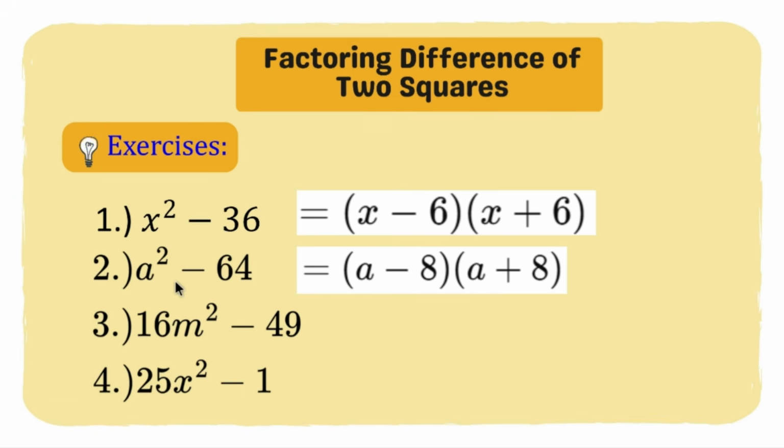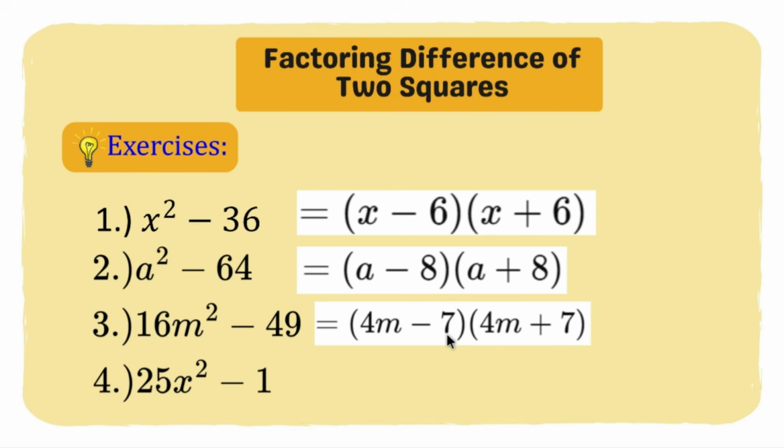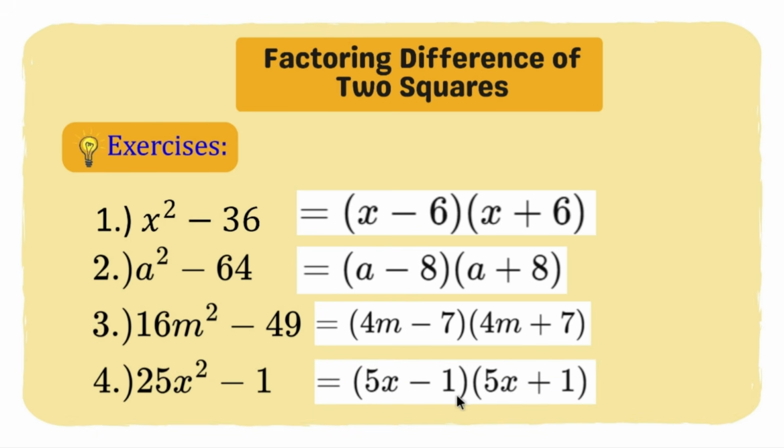Next one, we have here a minus 8 times a plus 8. Yun po ang sagot natin sa number 2. And for number 3, we have 4m minus 7 times 4m plus 7. And lastly, for number 4, it is 5x minus 1 times 5x plus 1. Okay, so I hope nakuha nyo po ng tama yung mga sagot natin.